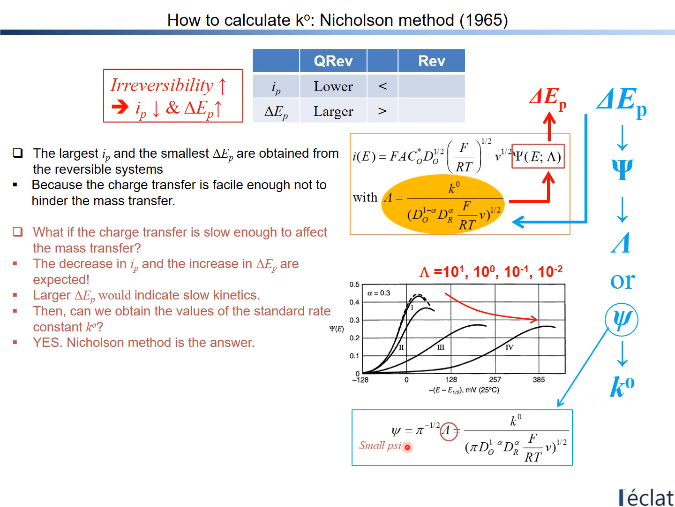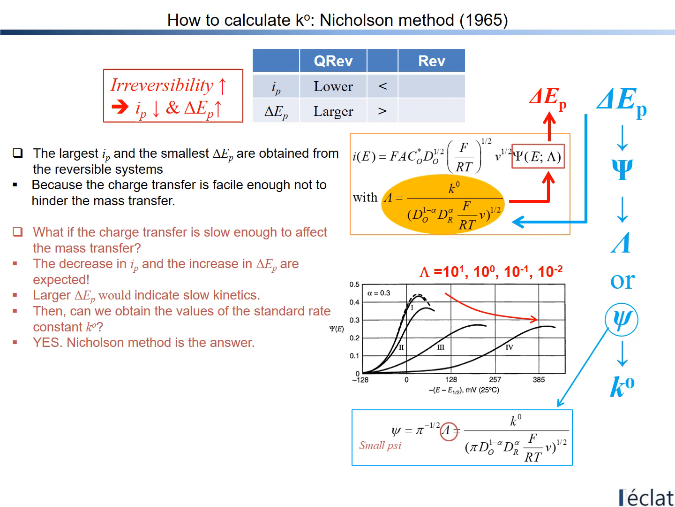Then by using this equation, and after I obtain some information about the diffusivity of the oxidized and reduced species, with the assumption that alpha is equal to 0.5, and with the scan rate fixed at like 100 millivolts per second, we could calculate the standard rate constant from the value of small psi or lambda. It means if you know the peak-to-peak gap from your cyclic voltammograms, then you could calculate the K0 value.